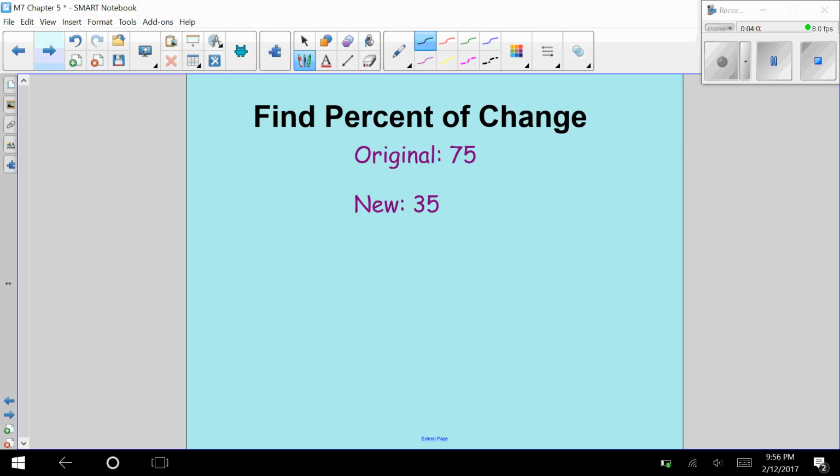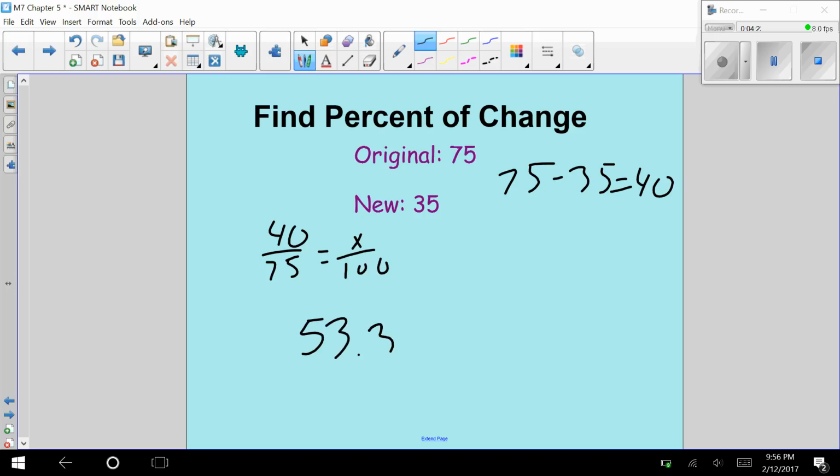And finally, my original is 75, my new is 35. Try this one. Should take bigger minus smaller. 75 minus 35 gives me 40. We do 40 over the original, which is 75, equals x over 100. We get 53.3 repeating. So let's call it 53.3%. It went down from the original to the new, so it is a decrease.